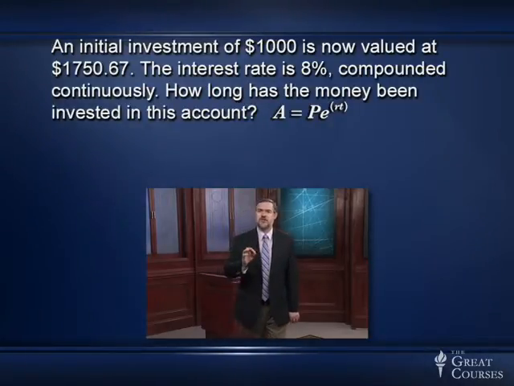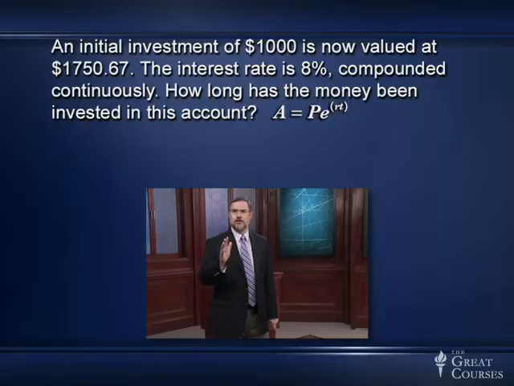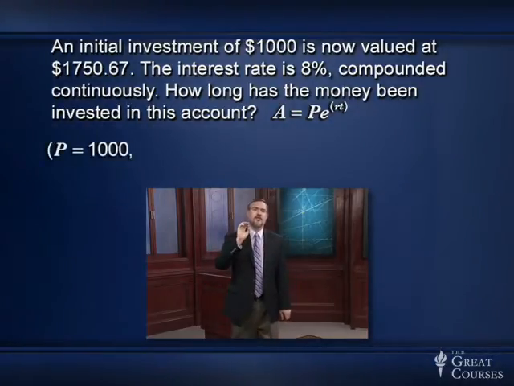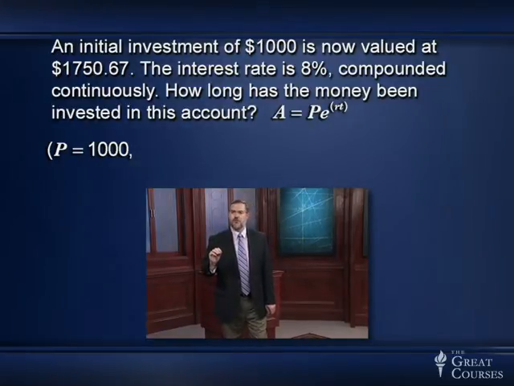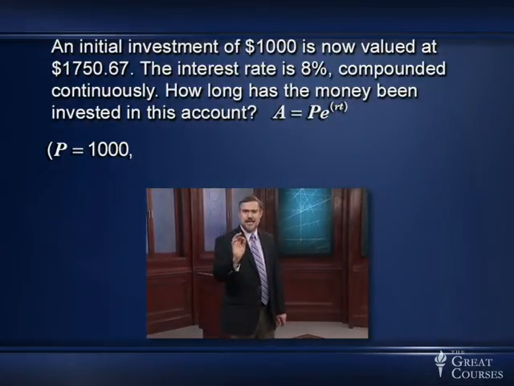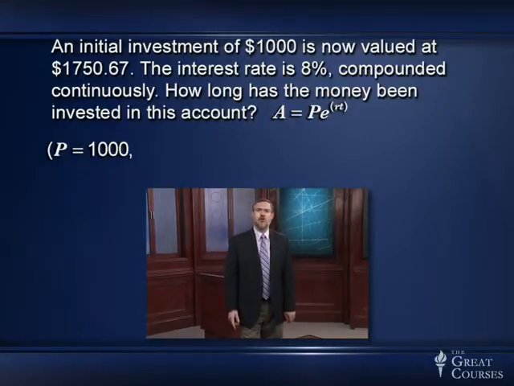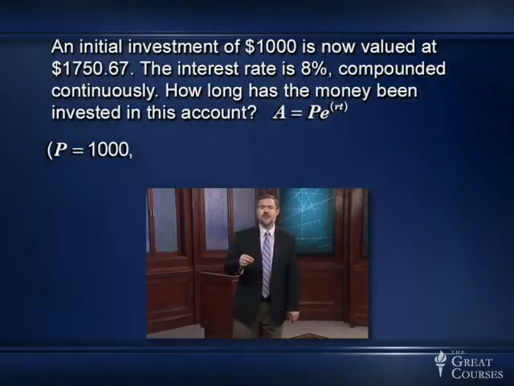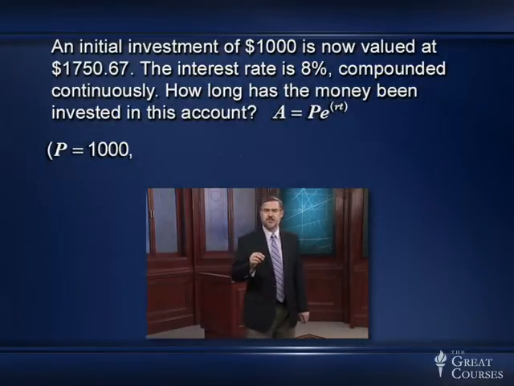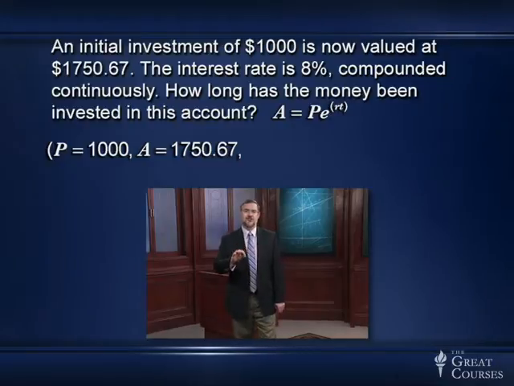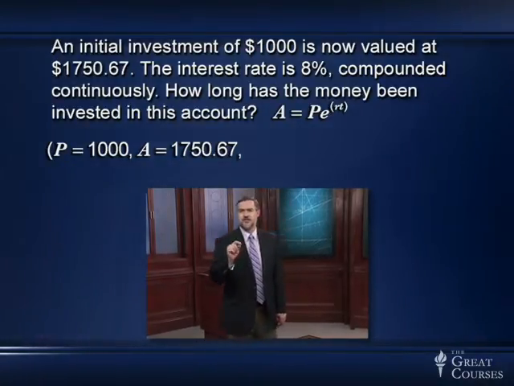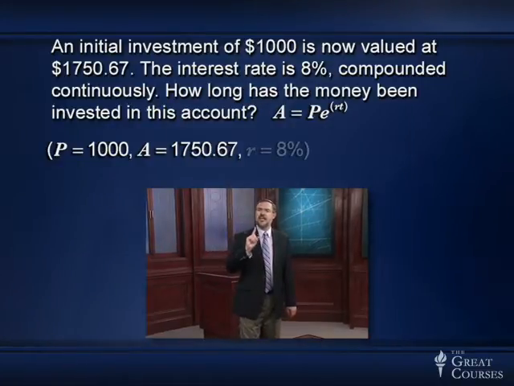The initial investment at the beginning of the account, if you will, was $1,000. That's the principal. So the way I'm going to use the 1,000 in the PERT formula is to replace P by 1,000. Also, at this time, the amount in the account is $1,750.67. That's the number for A. So we're going to replace A by $1,750.67. And lastly, the interest rate was given to us as 8%.